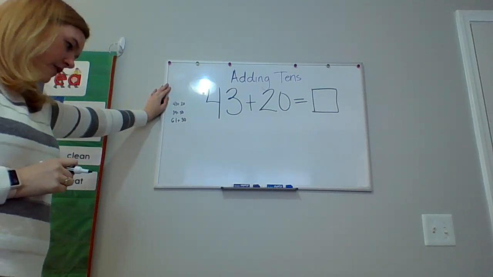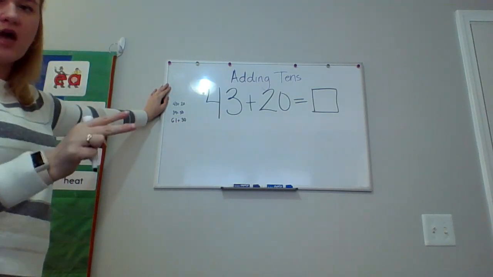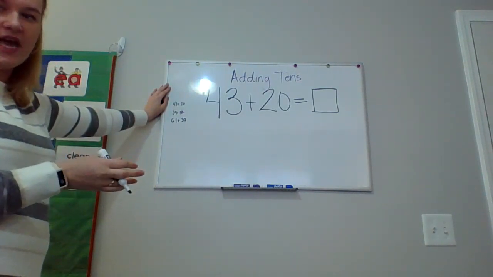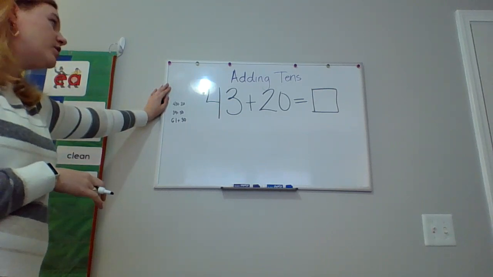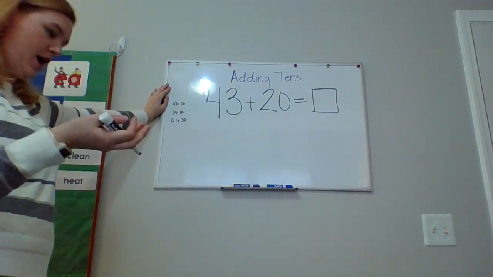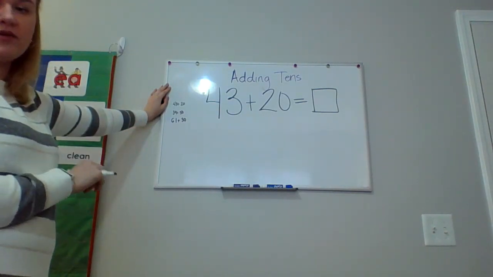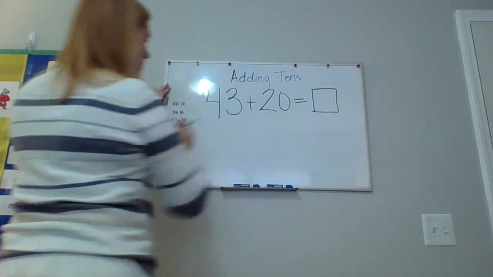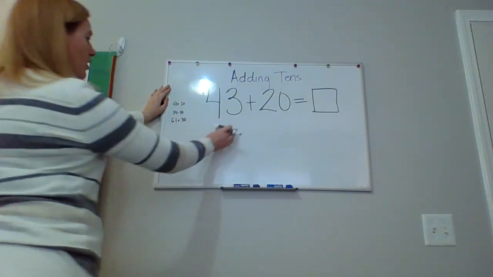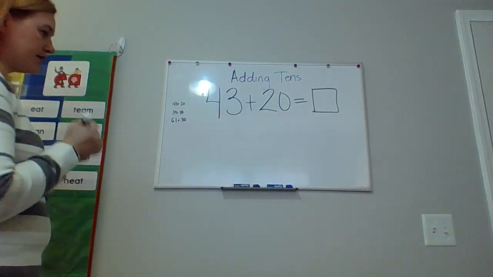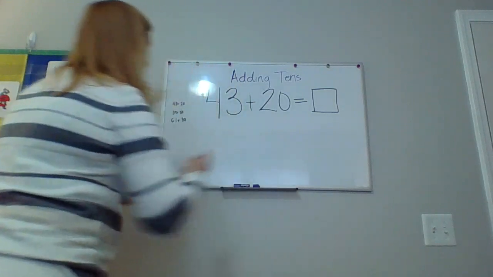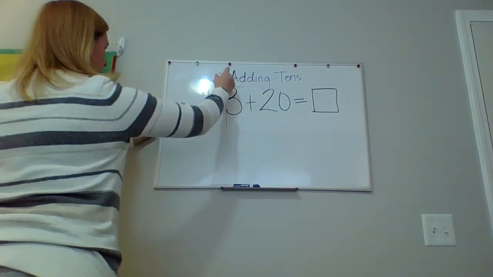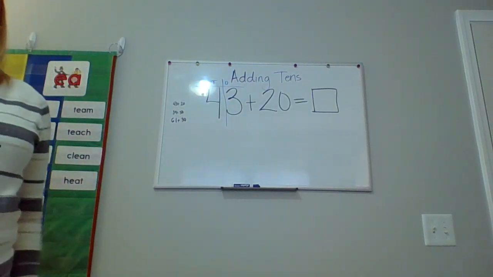There are 2 ways you can solve this. You can solve it by adding your tens blocks together, or you can solve it with an open number line. And I'm going to show it to you on the hundreds chart when we finish. So the first way we could solve this is we could draw out our base 10 blocks, which are tens and ones, for the number 43.